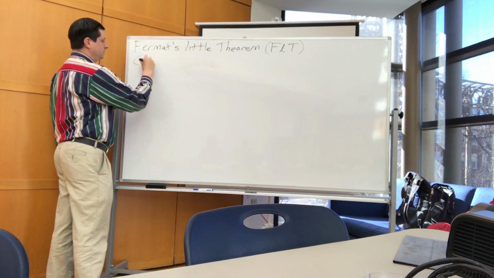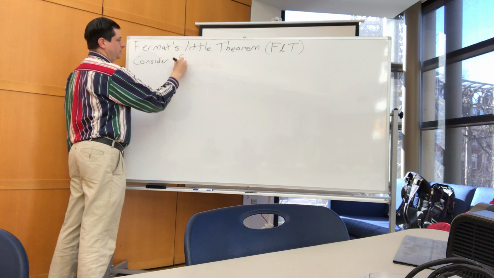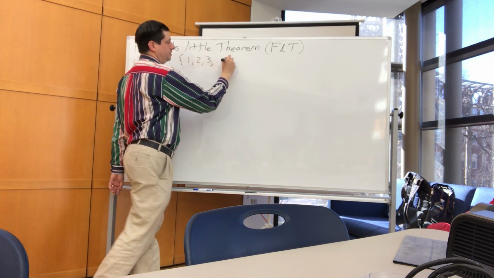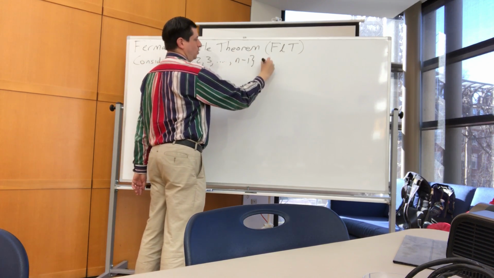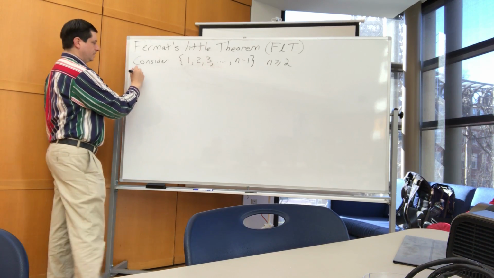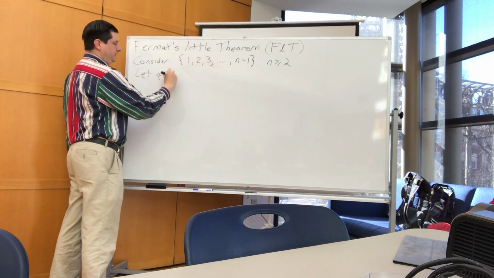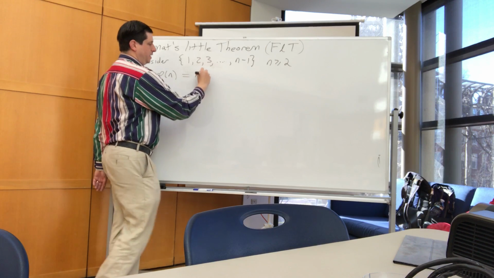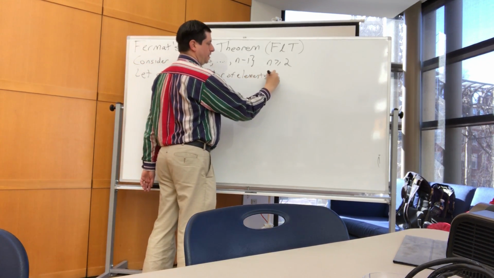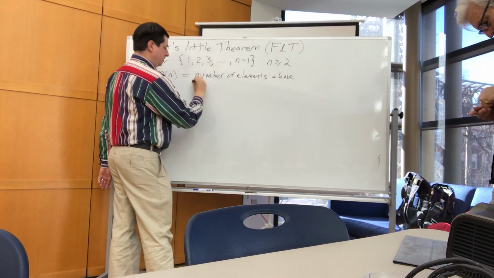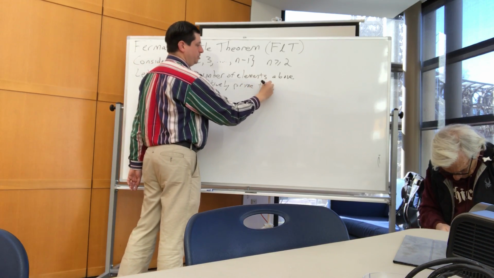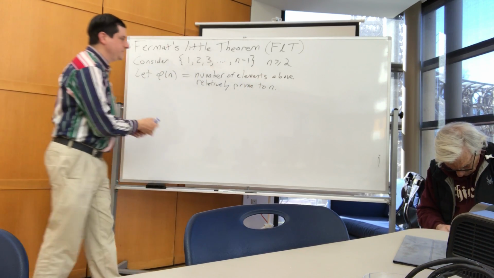So consider the set 1, 2, 3, ..., n minus 1, where I'll assume n is at least 2. Let phi of n equal the number of elements above relatively prime to n. So let's do some examples.